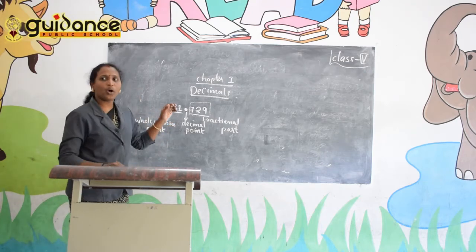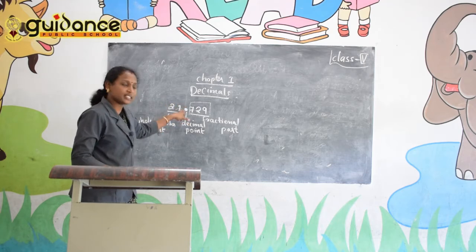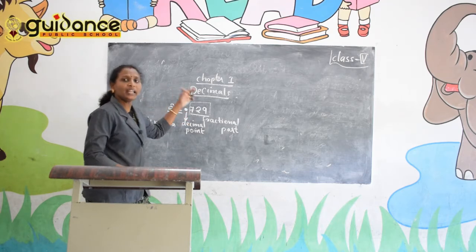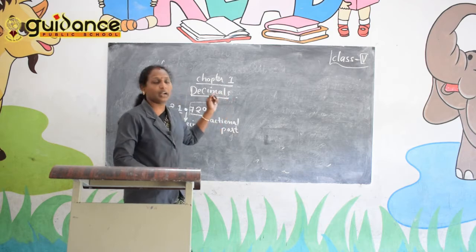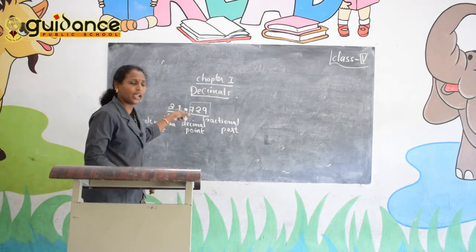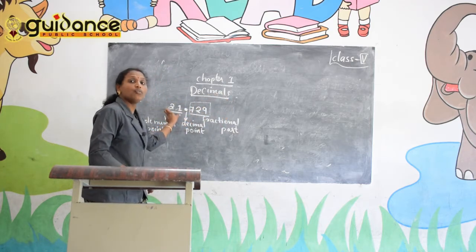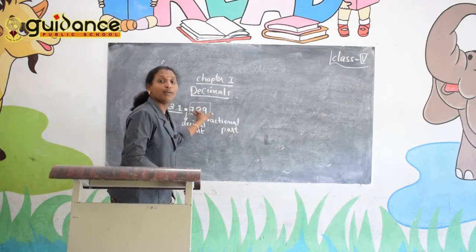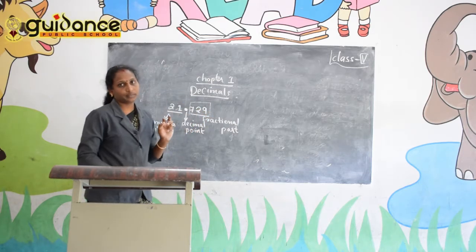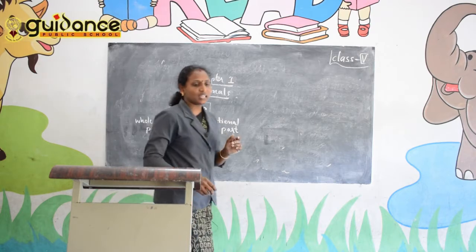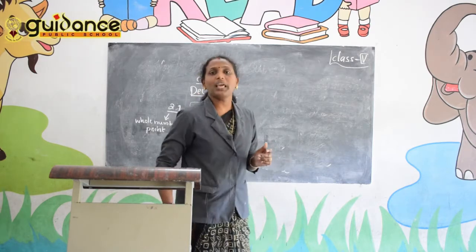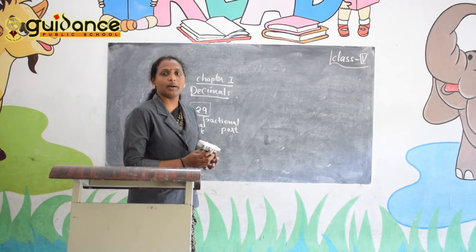So the decimal point separates the whole number part and the fractional part. Next we will discuss the places of the decimal number.